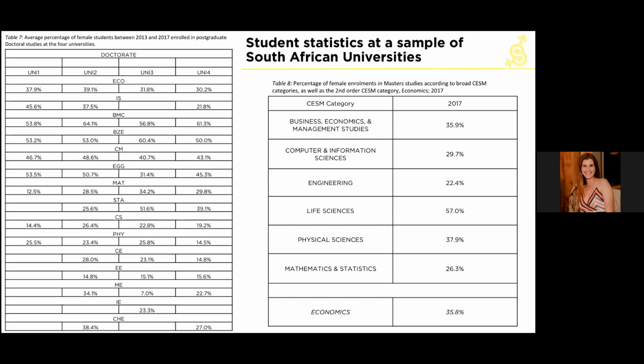However, economics is still generally better than IS, computer science, physics, the mathematical sciences and all of engineering, and worse than the life sciences and the remaining physical sciences. Universities 2 and 4 have higher enrollment figures for females in doctoral studies than the national benchmark depicted in Table 8, yet Universities 1 and 3 are below.